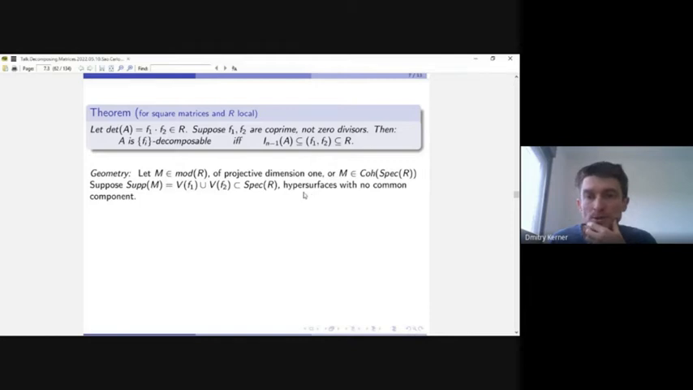They are hypersurfaces, yes, because we assume that F1 and F2 are not units, and they have no common component. This is the meaning of coprime. And then if the first Fitting ideal of M sits inside this ideal, then the module or the sheaf splits into the direct sum of two sheaves. Each is supported on the corresponding hypersurface. So this is the geometrical formulation of this theorem.